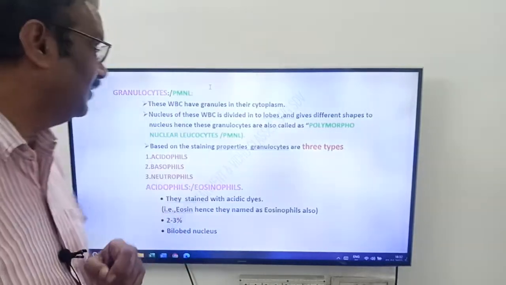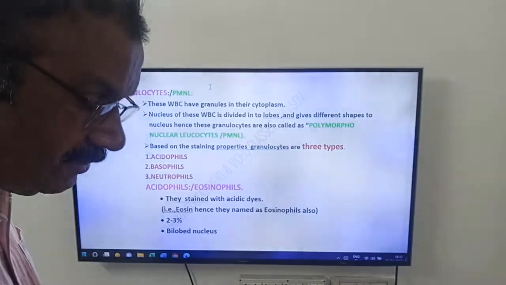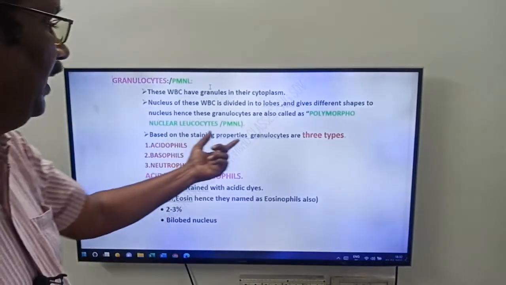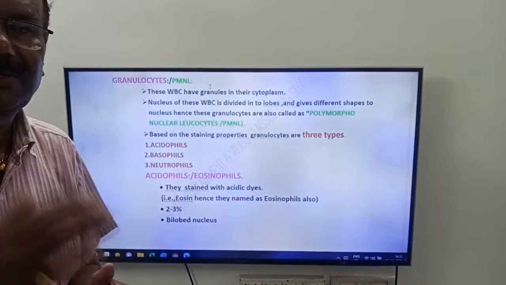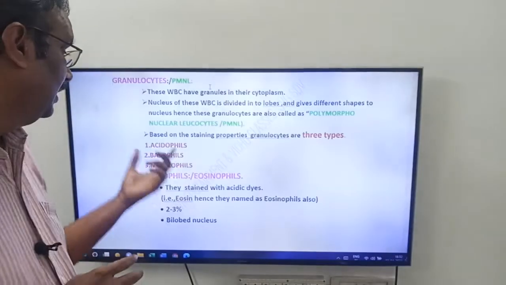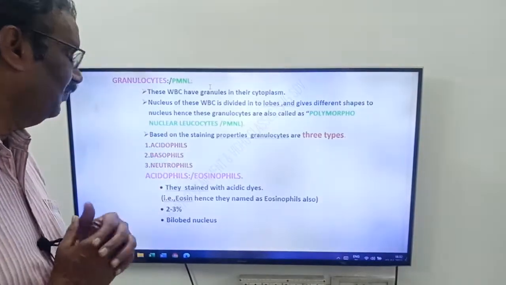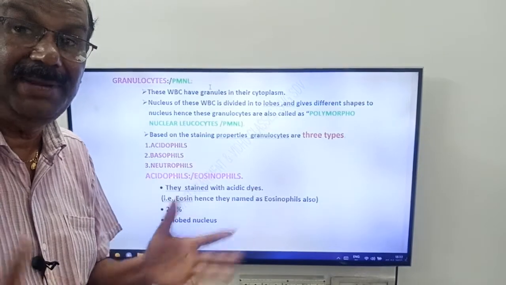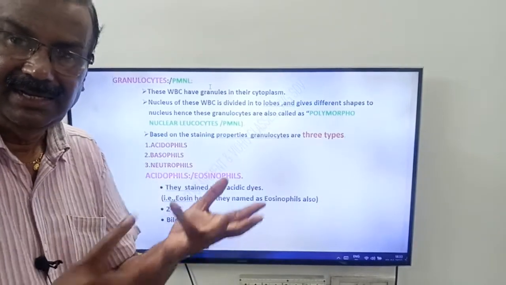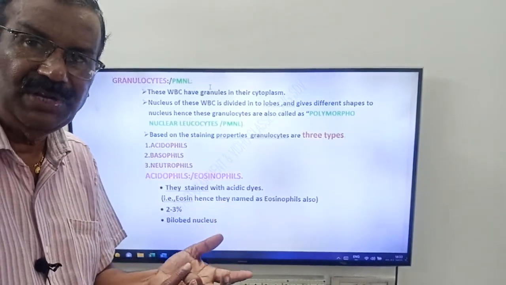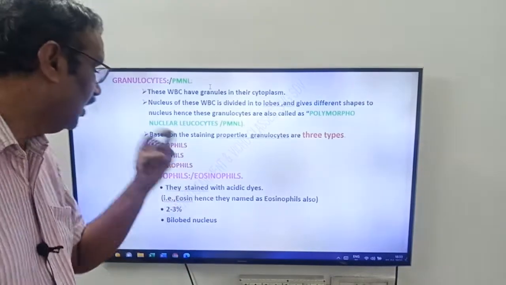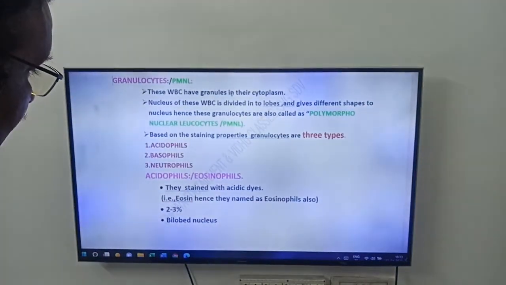Very, very important, friends. Now see, these granulocytes, based on their staining property, are three types: acidophils, basophils, neutrophils. You have to recall ABN, friends. ABN: acidophils, basophils, neutrophils.